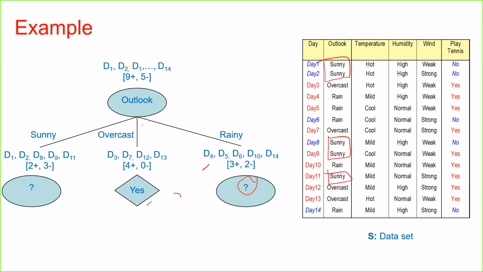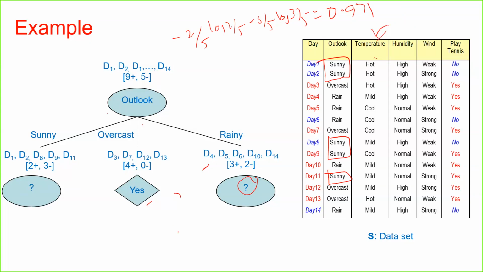So please listen carefully. What is the entropy before splitting? Minus 2 by 5 log 2 by 5 minus 3 by 5 log 3 by 5. If I remember correctly, it was 0.971. This is the entropy before splitting. Suppose now I split it based on the temperature. Okay, what are the possible values?